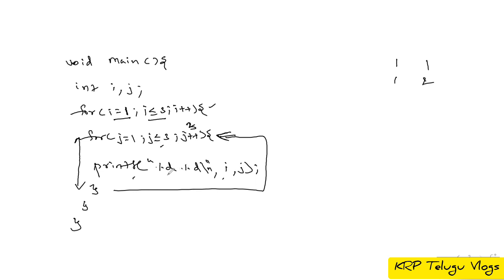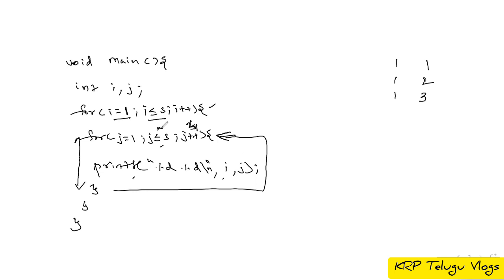So now printf percentage d, i comma j. What is I value? 1. What is j value? 3. So now j value got incremented to 4. 4 less than or equal to 3 is false. It will break the loop. Clear?